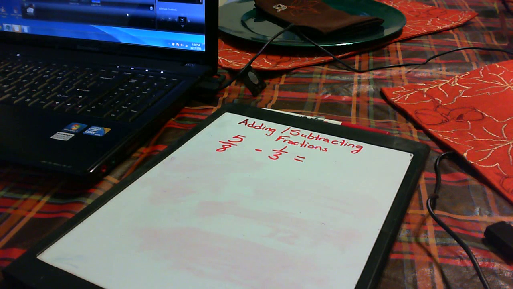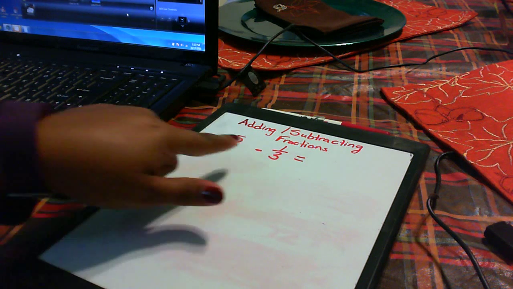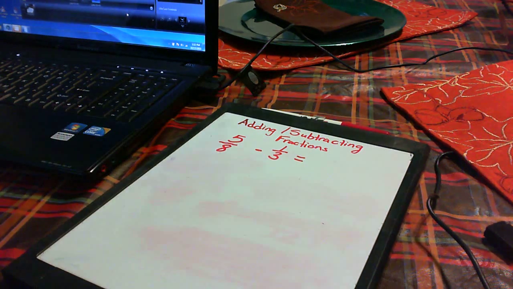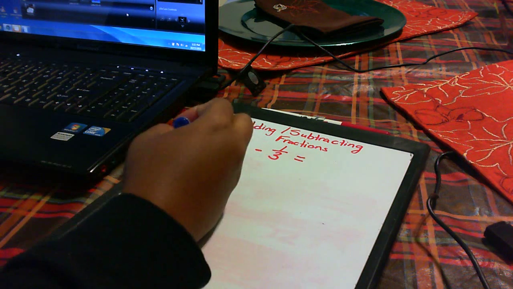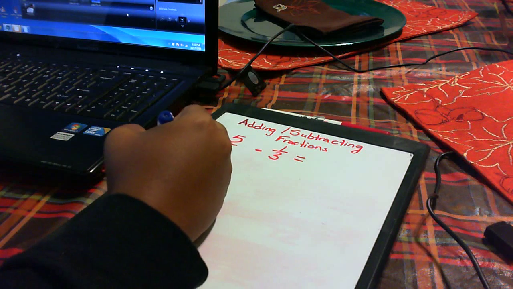Alright, so now we're ready for our second example that involves subtraction. The steps for adding and subtracting fractions are the exact same until you actually get to the adding and subtracting part. So let's look at our problem: 5/8 minus 1/3. The first step I need to do is draw a model to represent each of these fractions. So we do that by drawing our boxes.